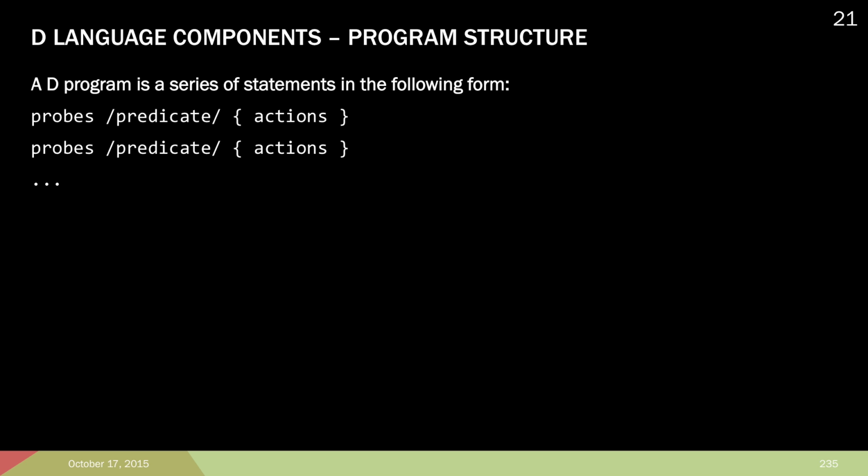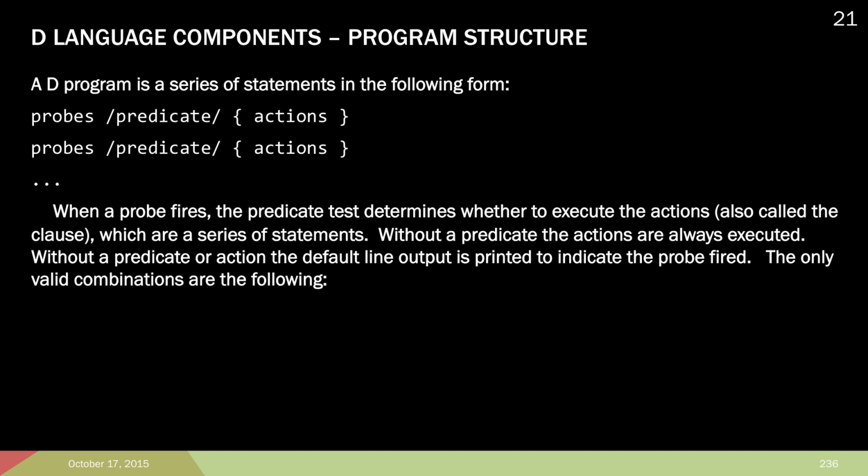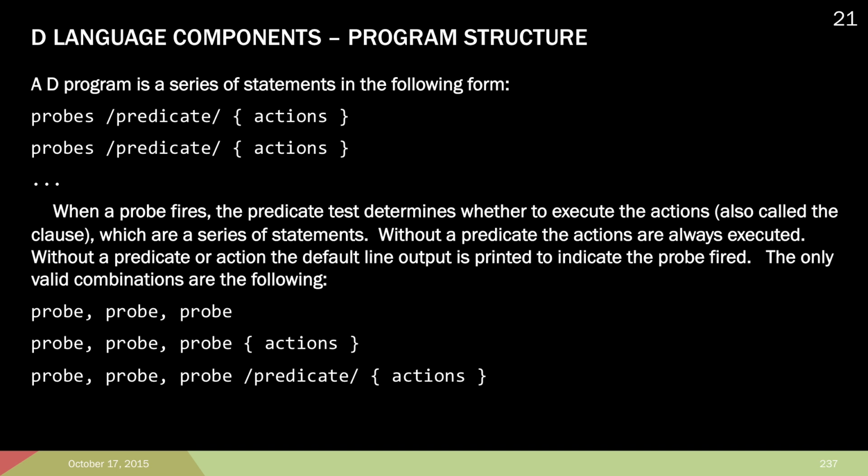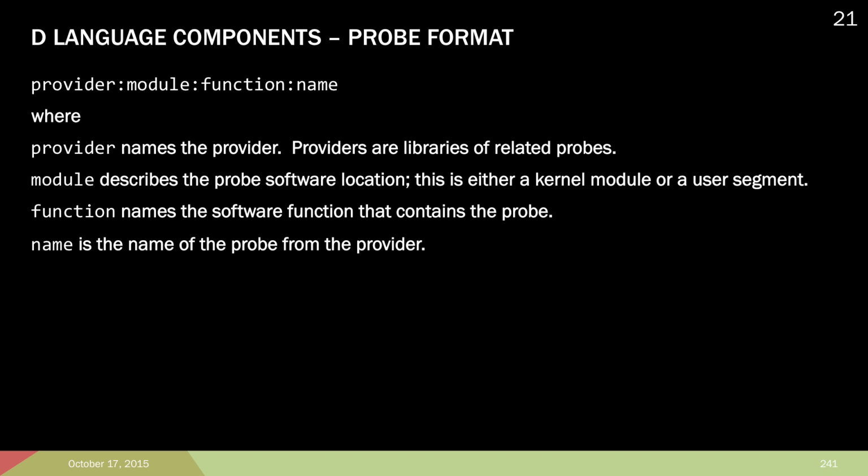D scripts basically follow this pattern: probes, predicate, clause. Predicates allow us to conditionally execute clauses. The only valid combinations are the following: one or more probes, probes and a clause, probes, predicate, clause.